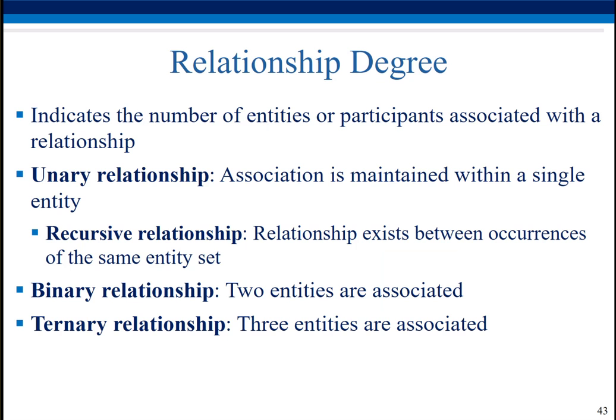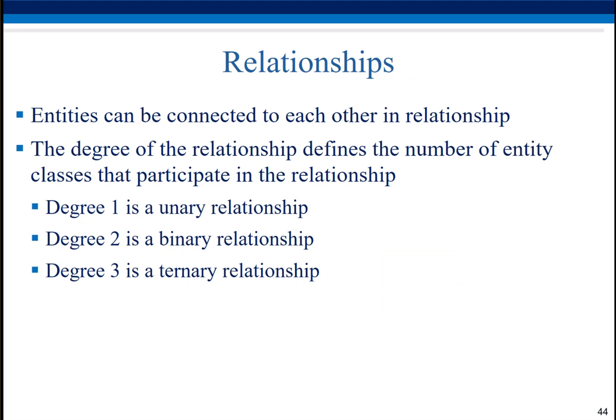Here we have the different relationship degrees. Unary is a relationship that's in the same table, and that's recursive because they are reciprocal to the same table over here. Binary is 2 separate tables, and ternary is 3 separate tables. Now we have relationships here that connect to each other. Again, degree 1, degree 2, and degree 3: unary, binary, and ternary.